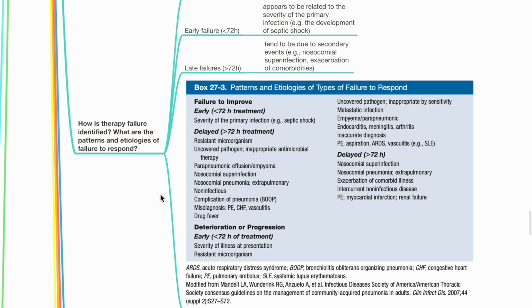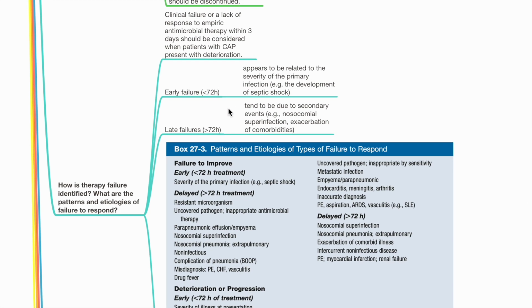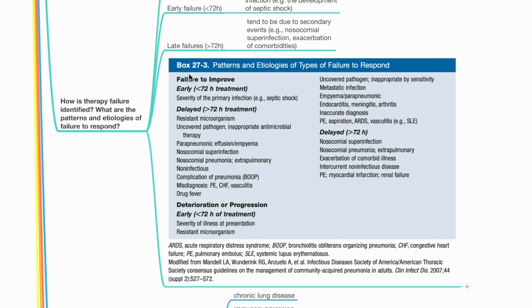How is therapy failure identified, and what are the patterns and etiologies of failure to respond? Clinical failure or a lack of response to empiric antimicrobial therapy within 3 days should be considered when patients with CAP present with deterioration. Early failure, less than 72 hours, appears to be related to the severity of the primary infection. Late failures tend to be due to secondary events such as nosocomial superinfection and exacerbation of comorbidities. This box lists the etiologies of failure to respond to antimicrobial therapy in pneumonia.